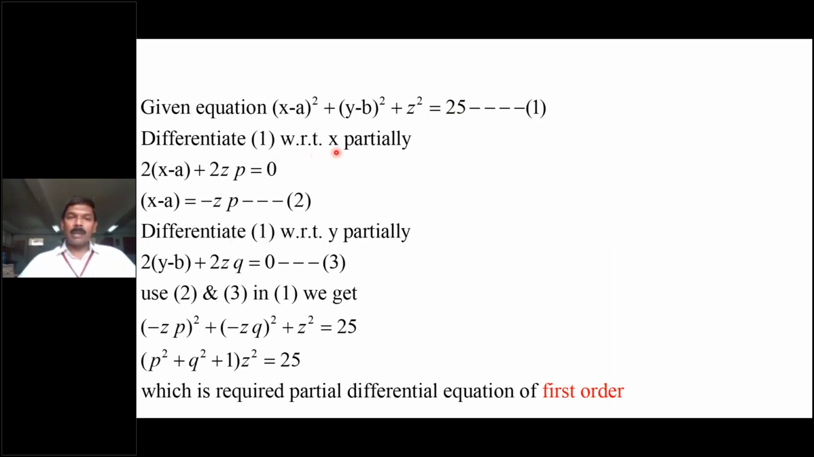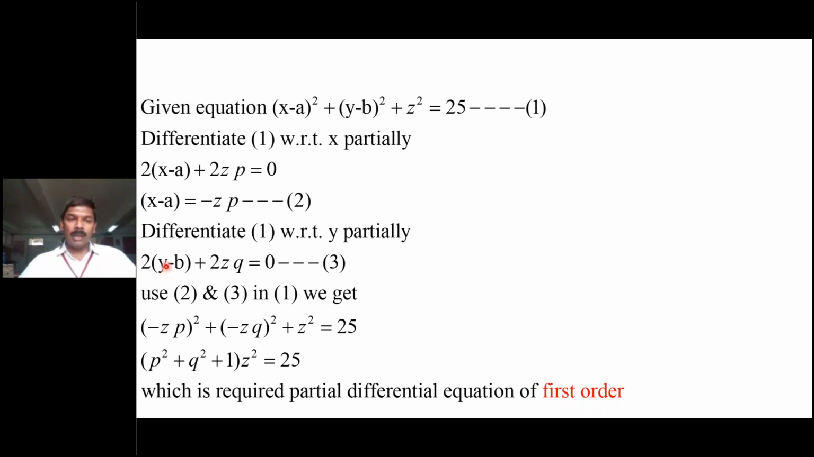First we differentiate partially with x, equation 1. When we differentiate partially equation 1 with x, we get x minus a equal to minus z into p. In the same way, when you differentiate 1 partially with y, we get 2 into y minus b plus 2z into q equal to 0. From here we can write y minus b value, which becomes minus z into q. So we can use this 2 and 3. So here 2 contains x minus a value and 3 contains here y minus b value.